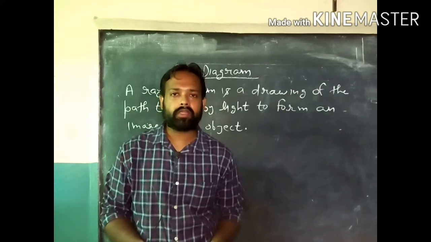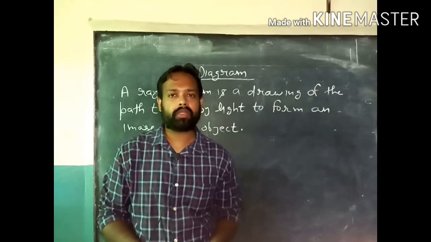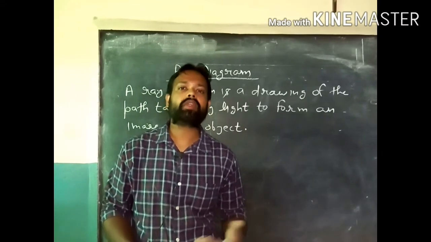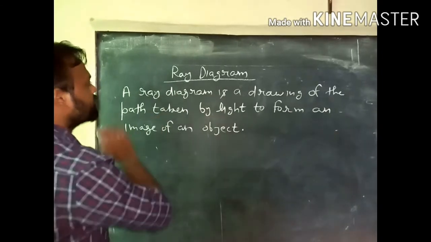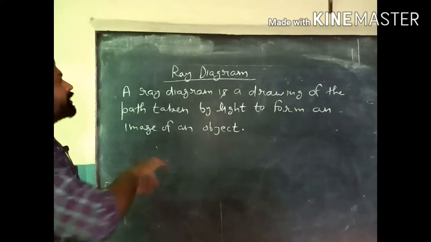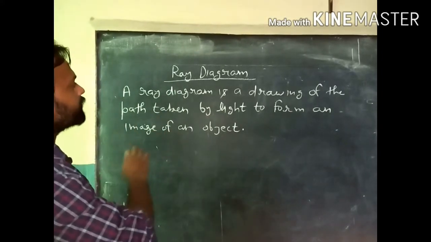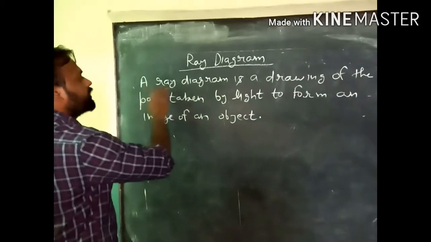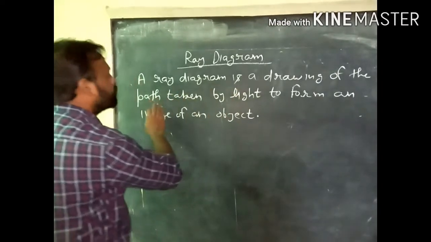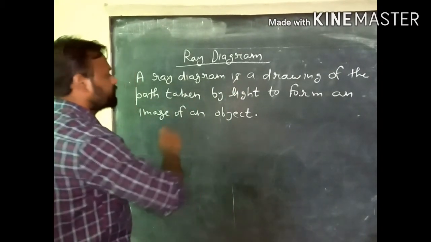Now I am going to explain how the image is formed in the case of a plane mirror. Before understanding this, we have to understand ray diagrams. So what is a ray diagram? Generally, when we show how the image is formed in a plane mirror, we use a ray diagram. A ray diagram is a drawing of the path taken by light to form an image of an object.